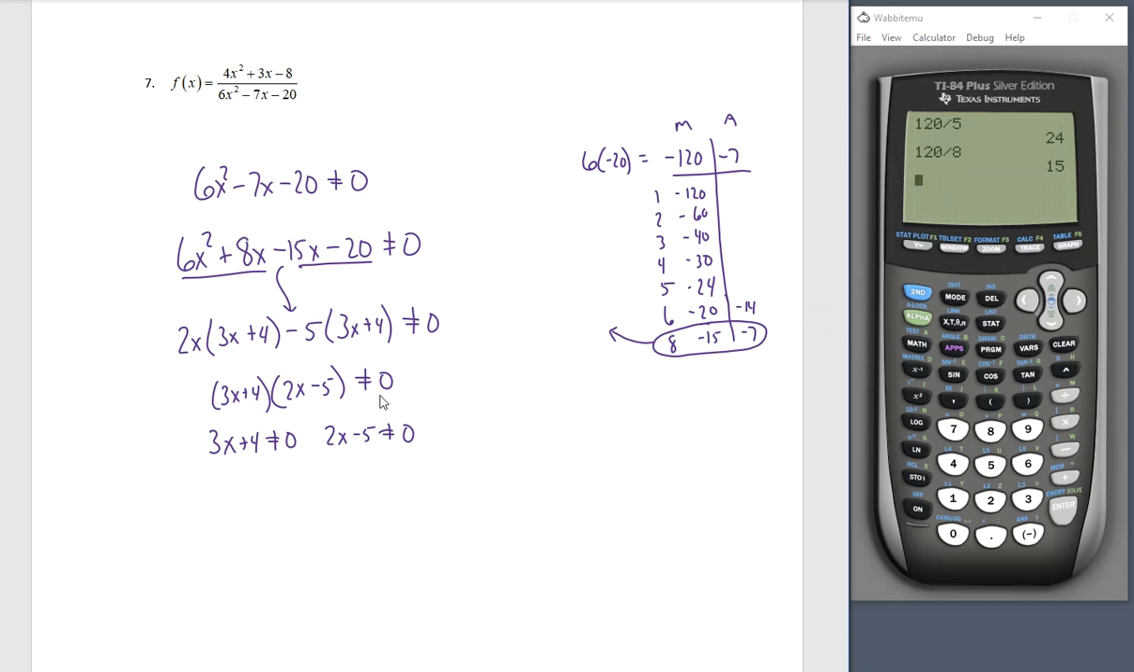If two things multiply and do not give me 0, because let's focus, we're still on the domain here, then each one individually cannot be 0. Let's subtract 4. Let's divide by 3. So we'll get x does not equal negative 4/3. On the second one, we'll add 5 to both sides. Oh, look what I did here. I forgot my not equal to. That's the danger sometimes. All right, and then we'll divide by 2.